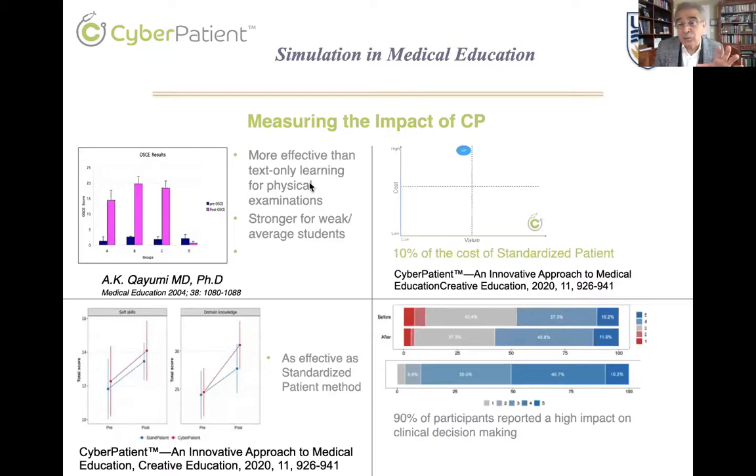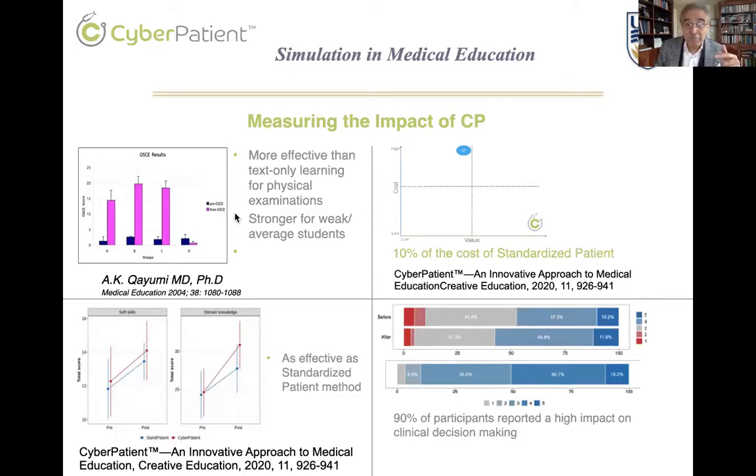it was done in two universities in Japan, Kochi University and Jichi University. So what we did is that we had three groups of students. One group went through a textbook, another went through CyberPatient, and the other was sham. They did not go through anything. All the students did a multiple choice exam before and after, and also an OSCE before and after.